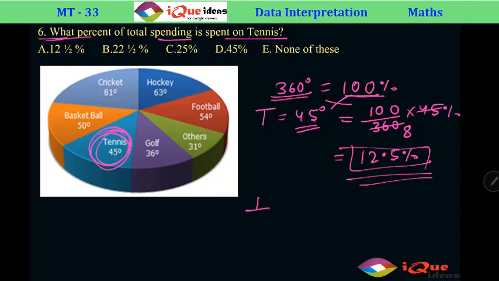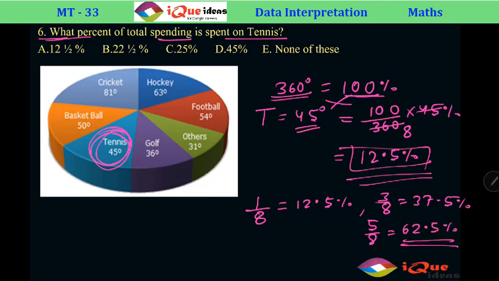I think we must have done in percentages. 1 by 8 is straight away 12.5%. Okay. 3 by 8 is straight away 37.5%, and 5 by 8 is straight away 62.5%. Right. So if you remember these calculations, this will help you to increase your speed. So if you look at the options here, in the first option we have 12.5%. That is the correct answer. Okay, now let's take up the next one.